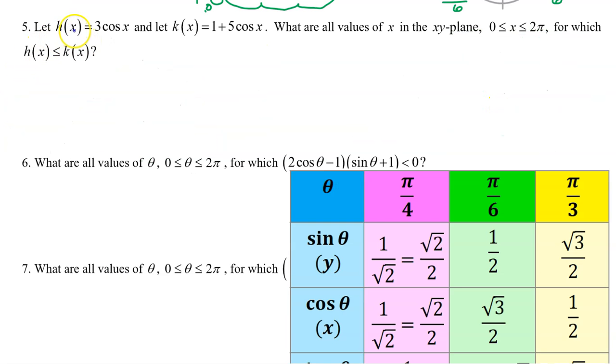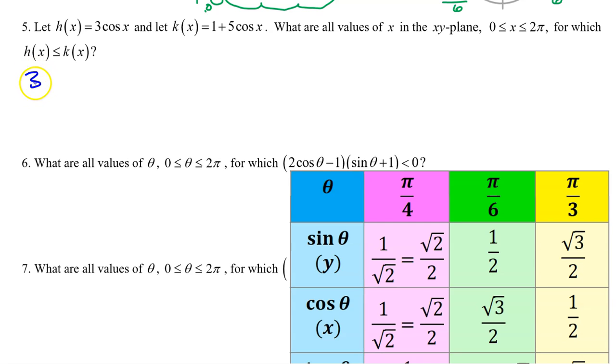Number 5, let h of x equal 3 cosine x, and let k of x equal 1 plus 5 cosine x. What are all values of x in the xy plane between 0 and 2 pi, for which h of x is less than or equal to k of x?